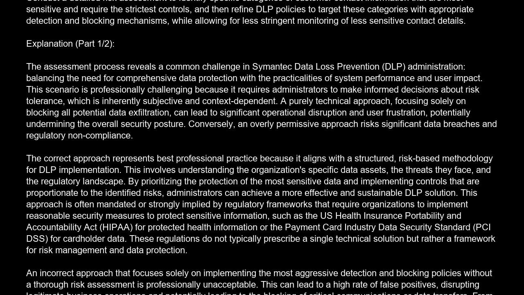Health Insurance Portability and Accountability Act, HIPAA, for protected health information, or the Payment Card Industry Data Security Standard, PCI DSS, for cardholder data. These regulations do not typically prescribe a single technical solution, but rather a framework for risk management and data protection. An incorrect approach that focuses solely on implementing the most aggressive detection and blocking policies without a thorough risk assessment is professionally unacceptable.